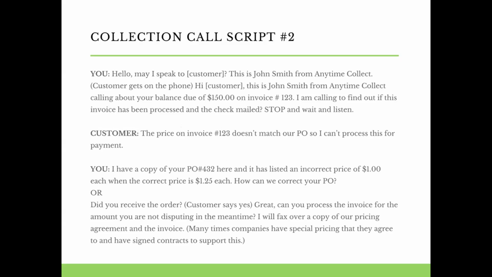In the second scenario, the customer is saying that the price on the invoice doesn't match their PO, so we have a dispute on it. You can ask the customer to correct the purchase order, or in this scenario, you can fax over a copy of the pricing agreement and the invoice. Again, it's getting the invoice sent to them immediately, and asking them to pay the amount that they're not disputing in the meantime. So it's getting them to take an action immediately, getting them to give you something in the meantime instead of ignoring the payment altogether. And it's getting the invoice in front of them right away instead of putting it off and having the same conversation over again a week later.